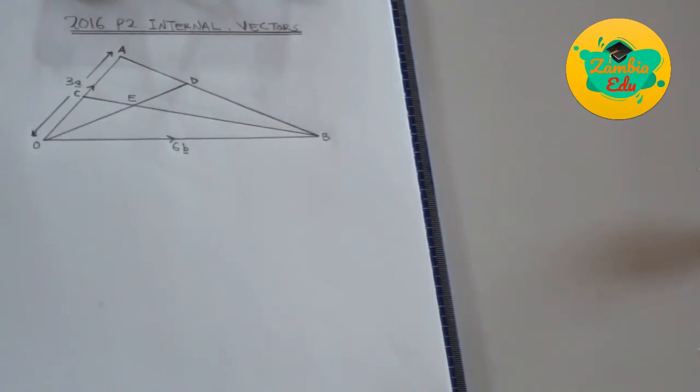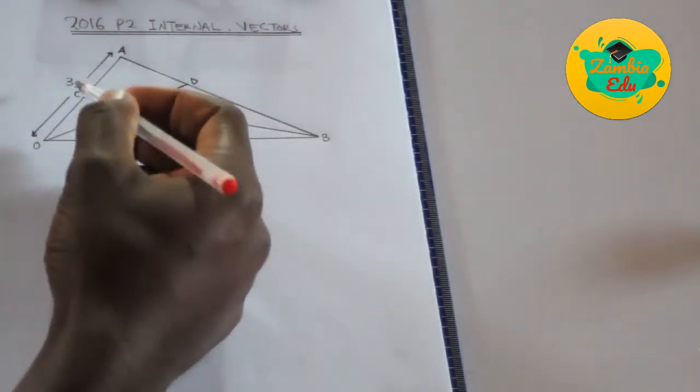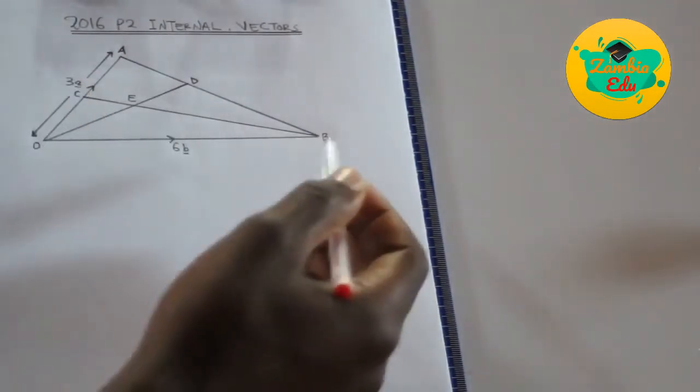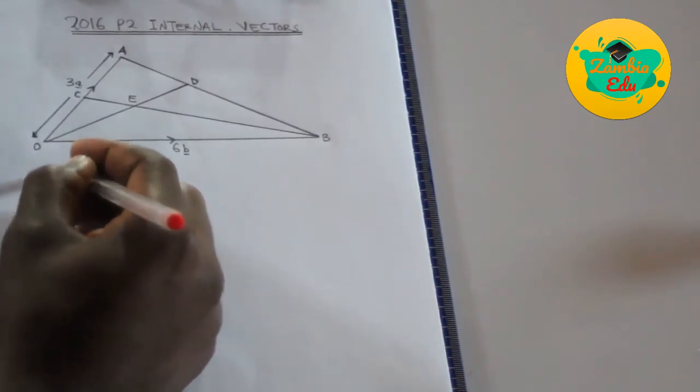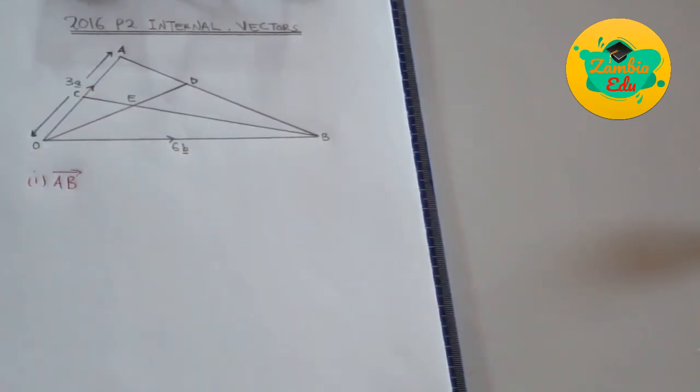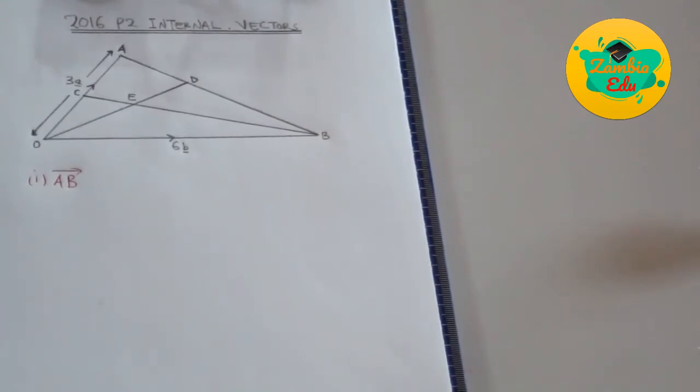We have our OA being equal to 3A there. We have our OB being equal to 6B. Awesome. Question number 1. It says, express each of the following in terms of A and B. Express each of the following in terms of A and B. So now we are looking at the first question being finding vector AB.